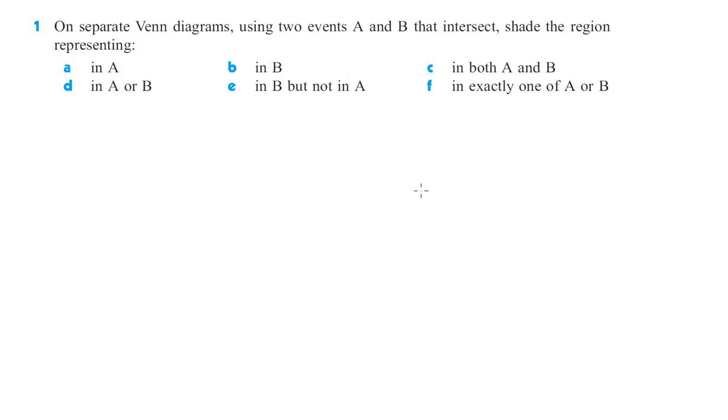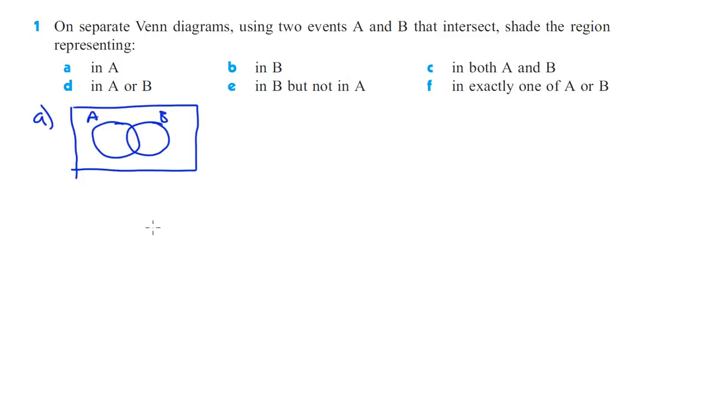All right, so let's start with number 1. On separate Venn diagrams, using two events A and B that intersect, shade the region representing inside of A. Okay, so let's do that. If we're going to shade in just part A, then that's going to be this piece right in here. So that's going to be all this stuff right there.